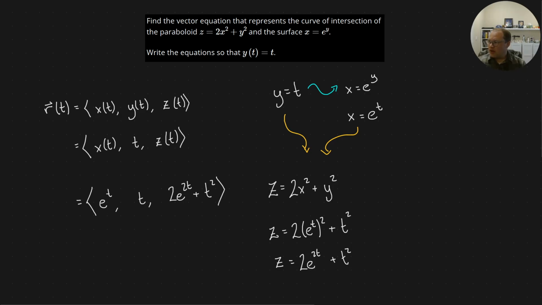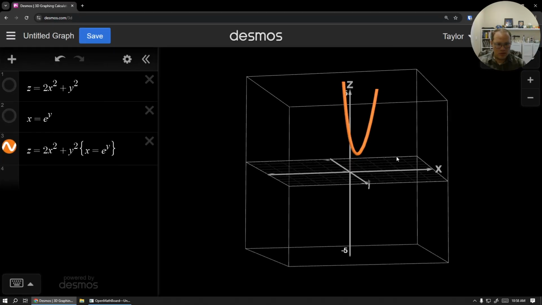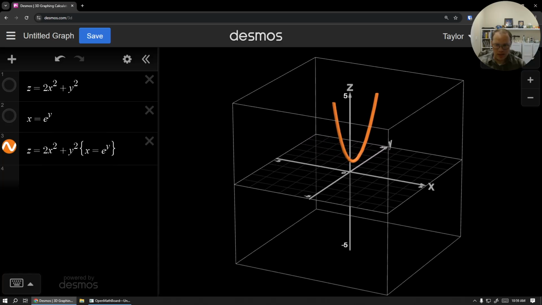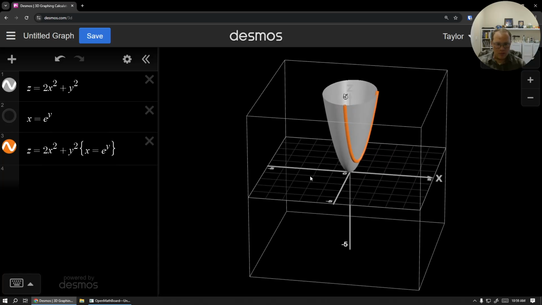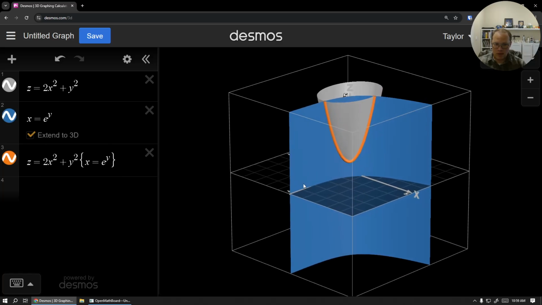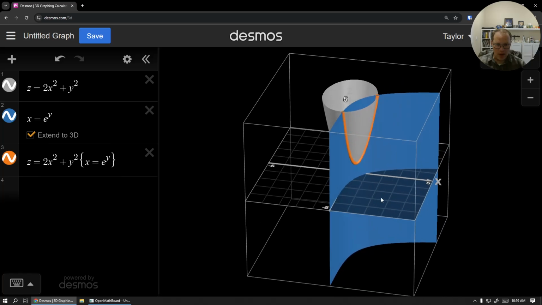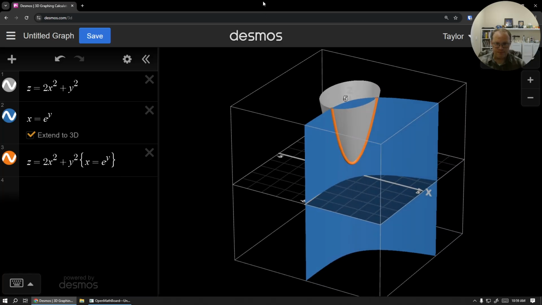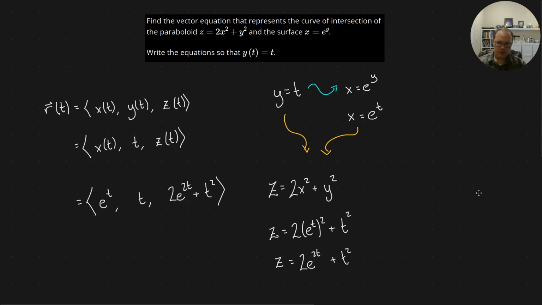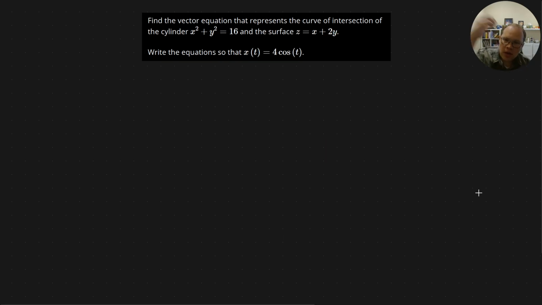That vector valued function describes this curve here in 3-dimensional space, the intersection of the paraboloid and the surface x equals e to the y. Okay? All right, let's do another one. This one's a little trickier. This one we want to find the vector equation that represents the curve of intersection of the cylinder x squared plus y squared equals 16 and the surface z equals x plus 2y.